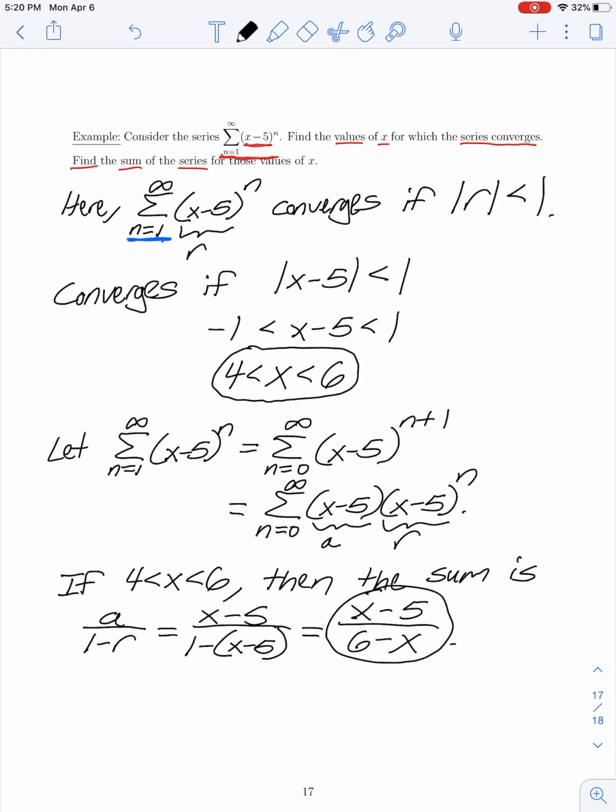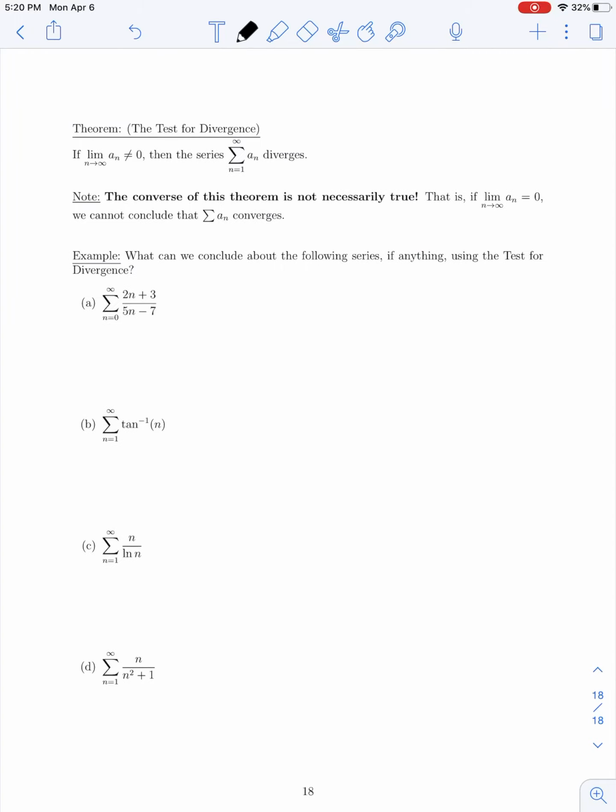Now, in the last part of this section, we will talk about another test for convergence or divergence of a series, which is known as the test for divergence. And usually, when we're testing series for convergence or divergence, this is one of the first tests that we would want to try because it's so easy to apply.